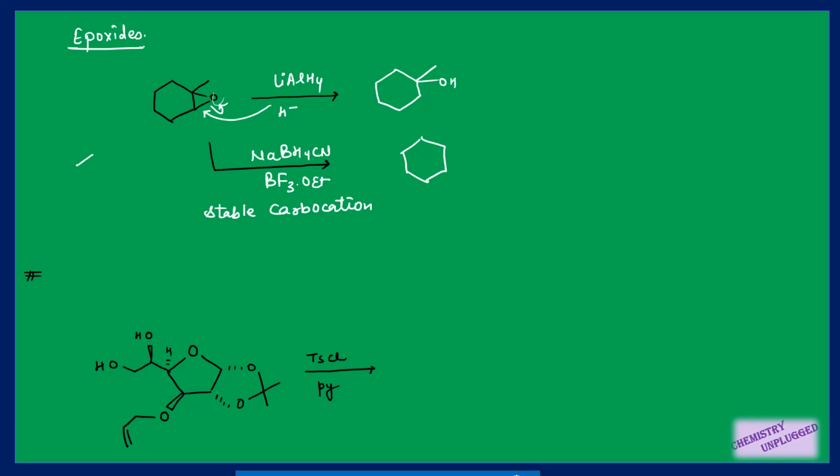So suppose previously this oxygen is above the plane, and after inversion, we have to form the more stable carbocation. The more stable carbocation means we will have a structure like this, right? With inversion in configuration, in the starting material this methyl was below the plane, so after reaction it will come above the plane and H will go below the plane. This O minus will take a proton and form OH, right.